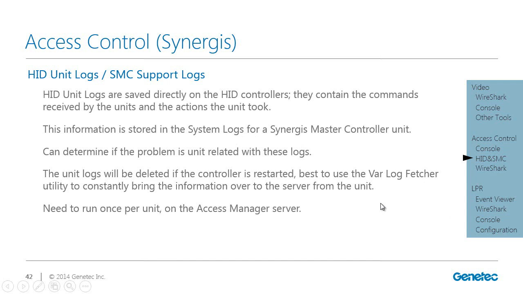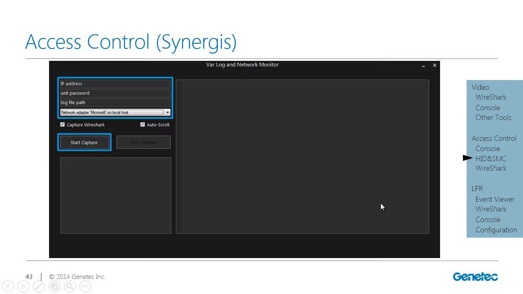Now we're going to take a look at how to run this utility, which will need to be run once per unit on the server that hosts the access manager role that the unit is connected to. Now the configuration is pretty simple. You'll need to put in the IP address of the HID unit, the password associated with the root account, and the path you would like to save the log files to.